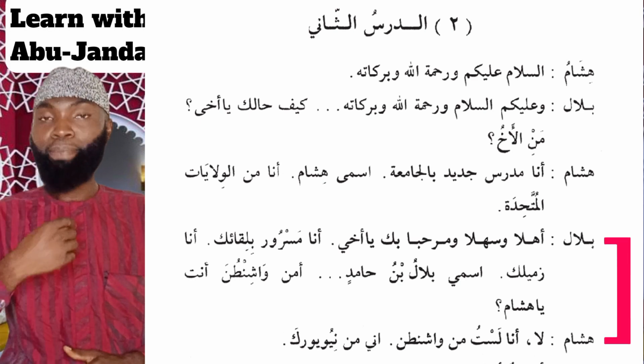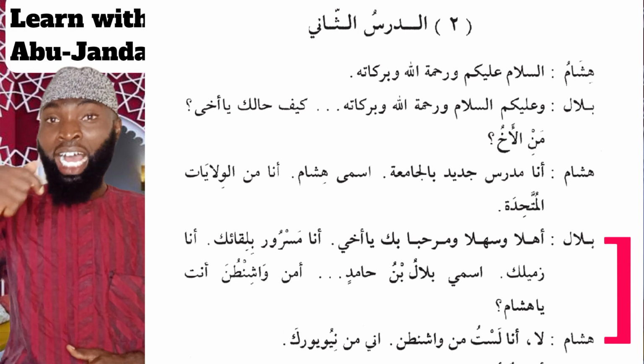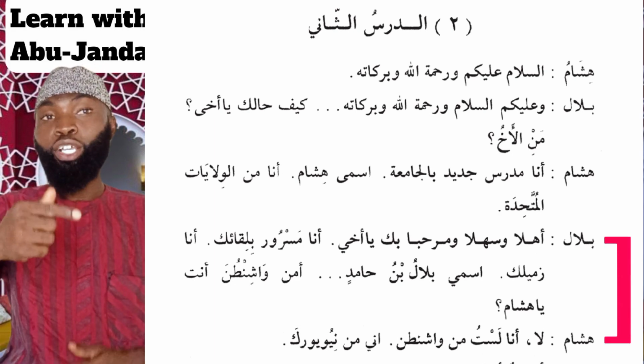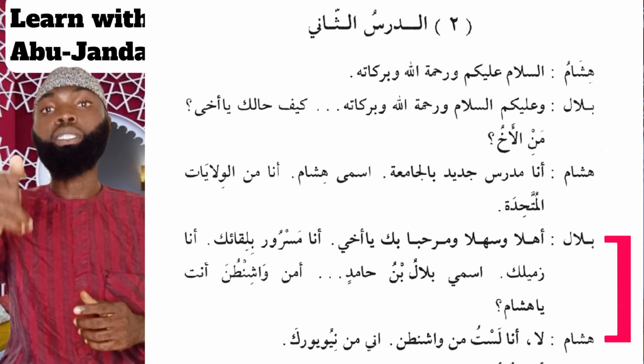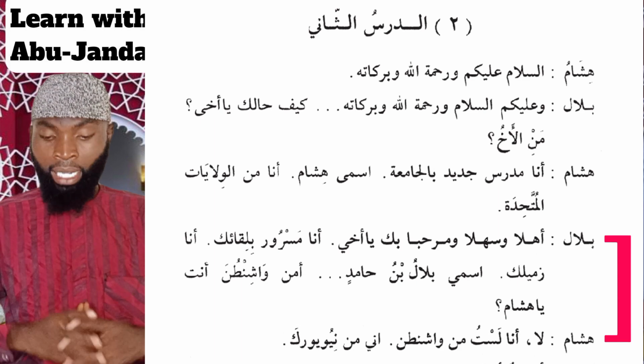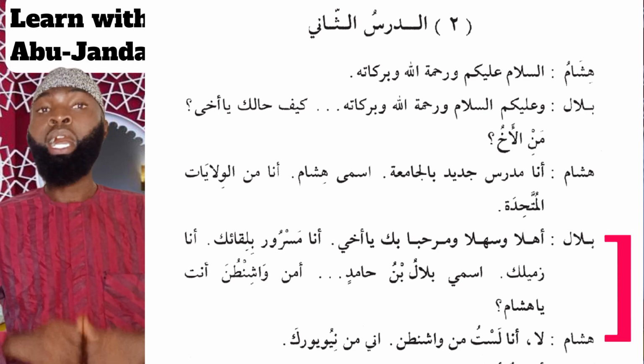Ana zamiluk, I'm your partner. Ismi Bilal bin Hamid. My name is Bilal, son of Hamid. Bilalun ibn Hamid. Because Ibn is coming after Bilalun, the alif is being removed. So we have Bilalun ibn Hamid. I'm in Washington, anta ya Hisham. Are you from Washington, O Hisham?